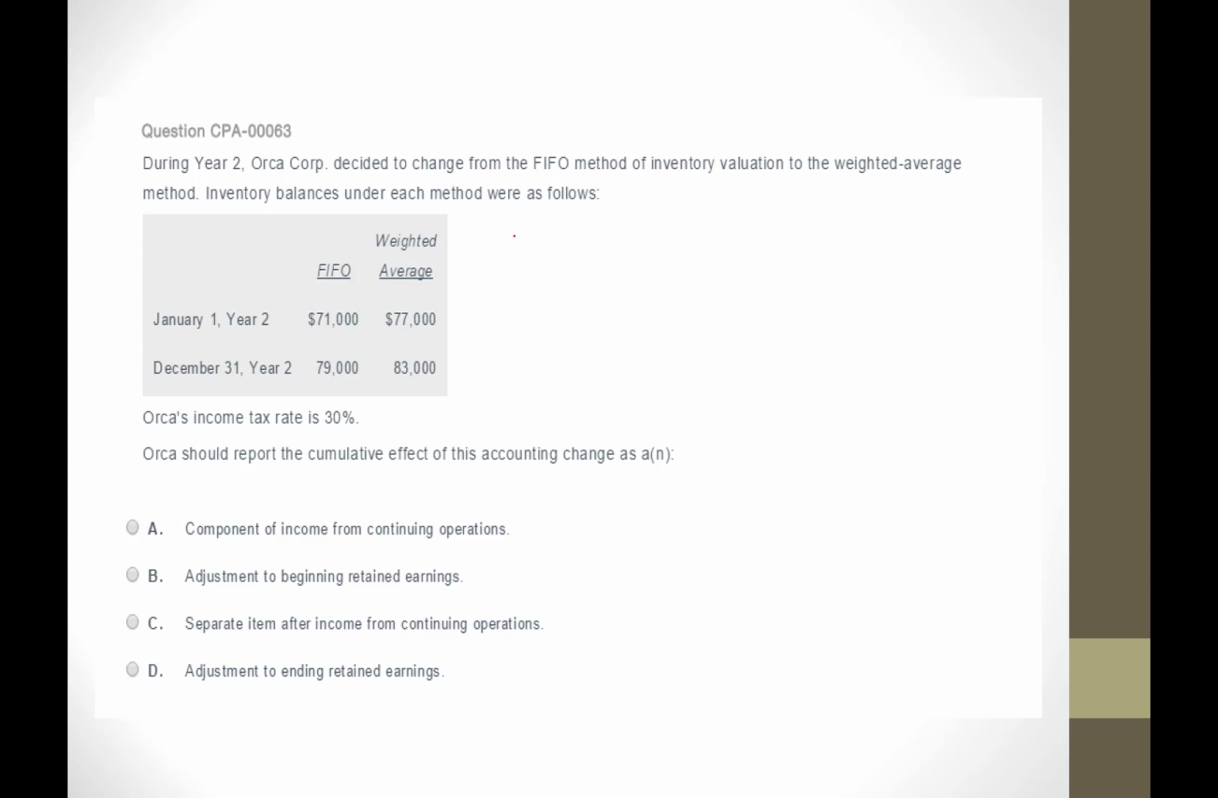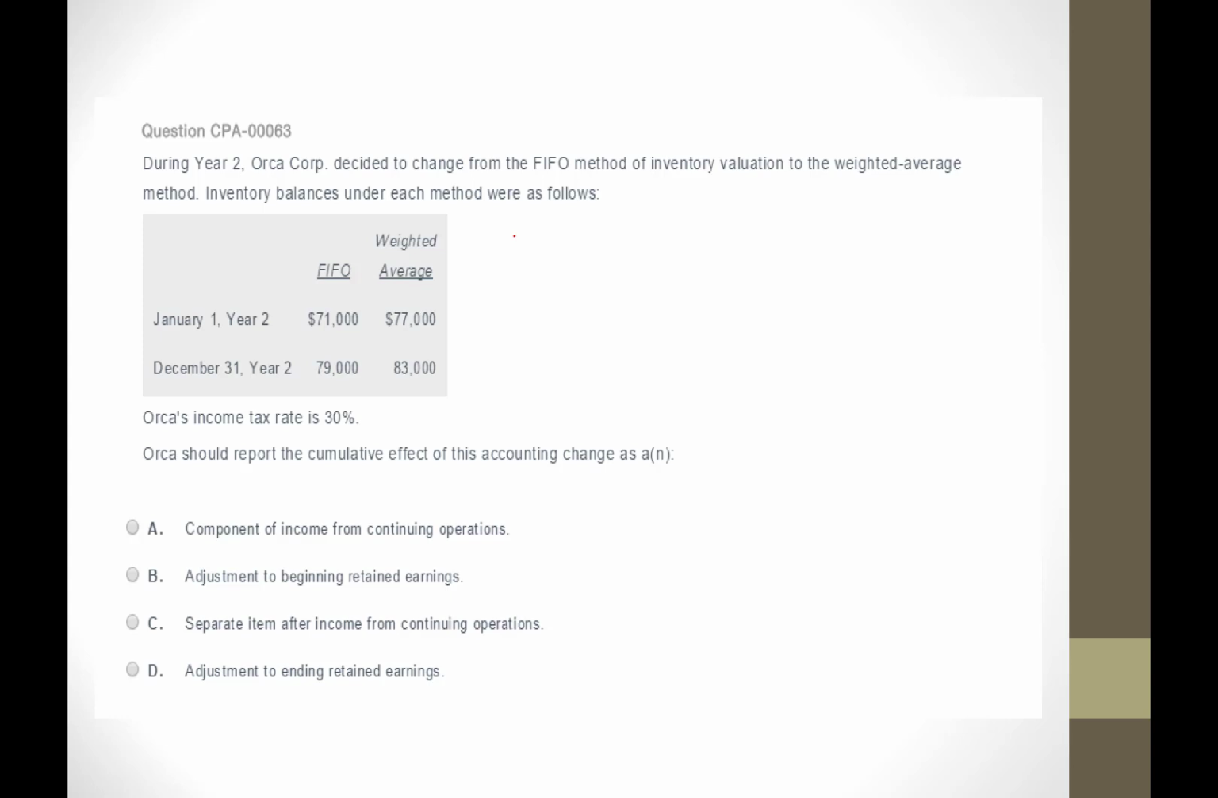So we take a look, and we have during year 2, Orca Corp decided to change from the FIFO method of inventory evaluation to the weighted average method. Change in accounting principle. Perfectly acceptable, but we're going to have to account for that as a cumulative effect. Okay, so is it a component of income from continuing operations? No. Is it an adjustment to the beginning balance of retained earnings? That change would be handled as a cumulative effect, wouldn't it? Okay. All right, so that's the answer. B is the answer, and we said that last time.